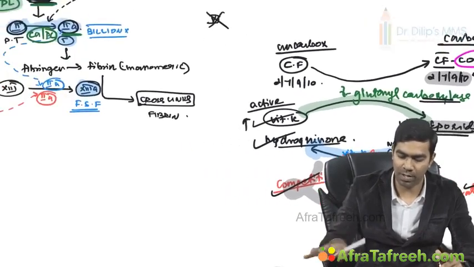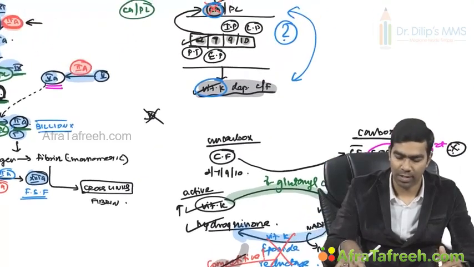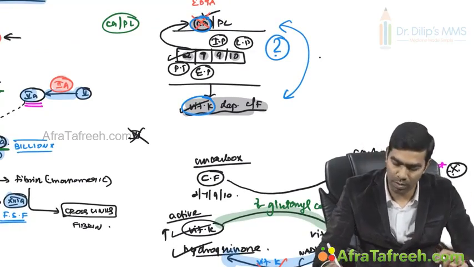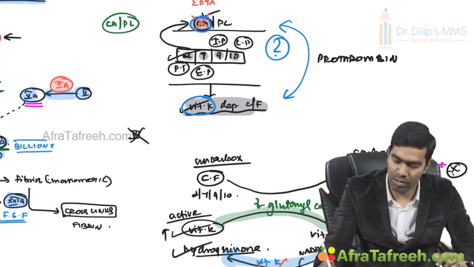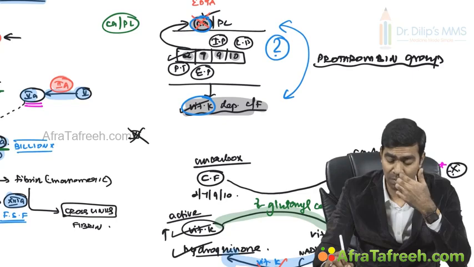So this is the association between the carboxyl group and carboxylation, vitamin K and the calcium step. That's why they are related to calcium. And these factors 2, 7, 9, 10 are also referred to as the prothrombin group. This is one important understanding.